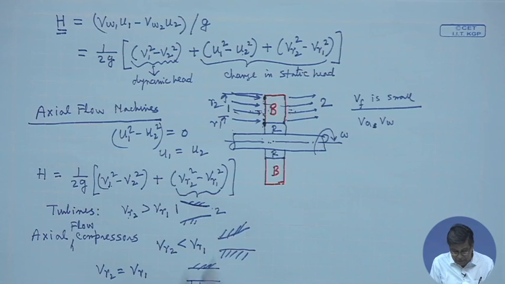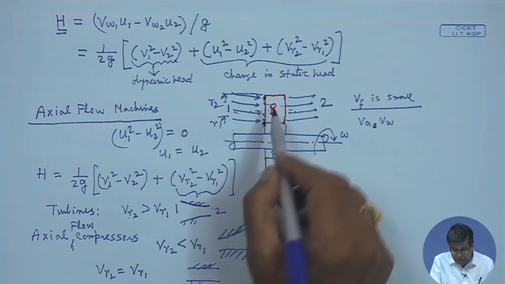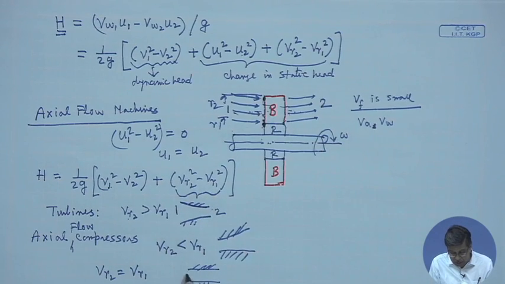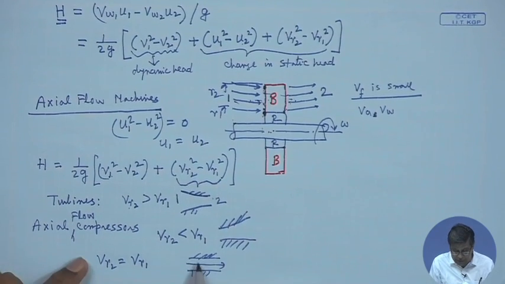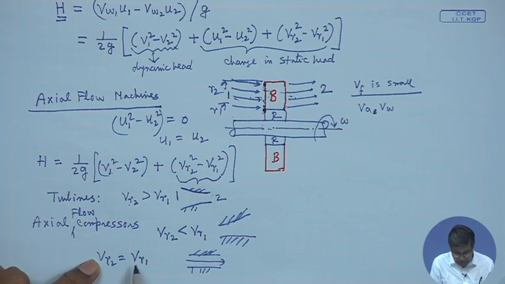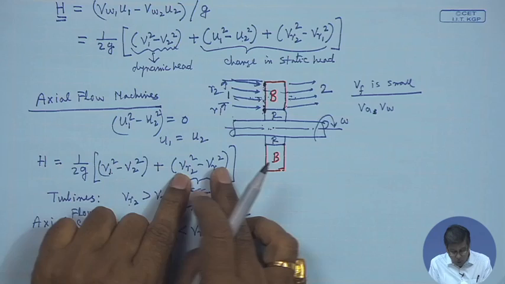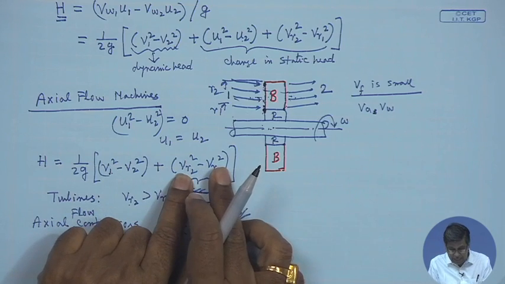That means the blade passages, with a number of blades there, will have only uniform cross sectional area or flow area, so that Vr2 is equal to Vr1, and there will be no contribution from the static head at all.